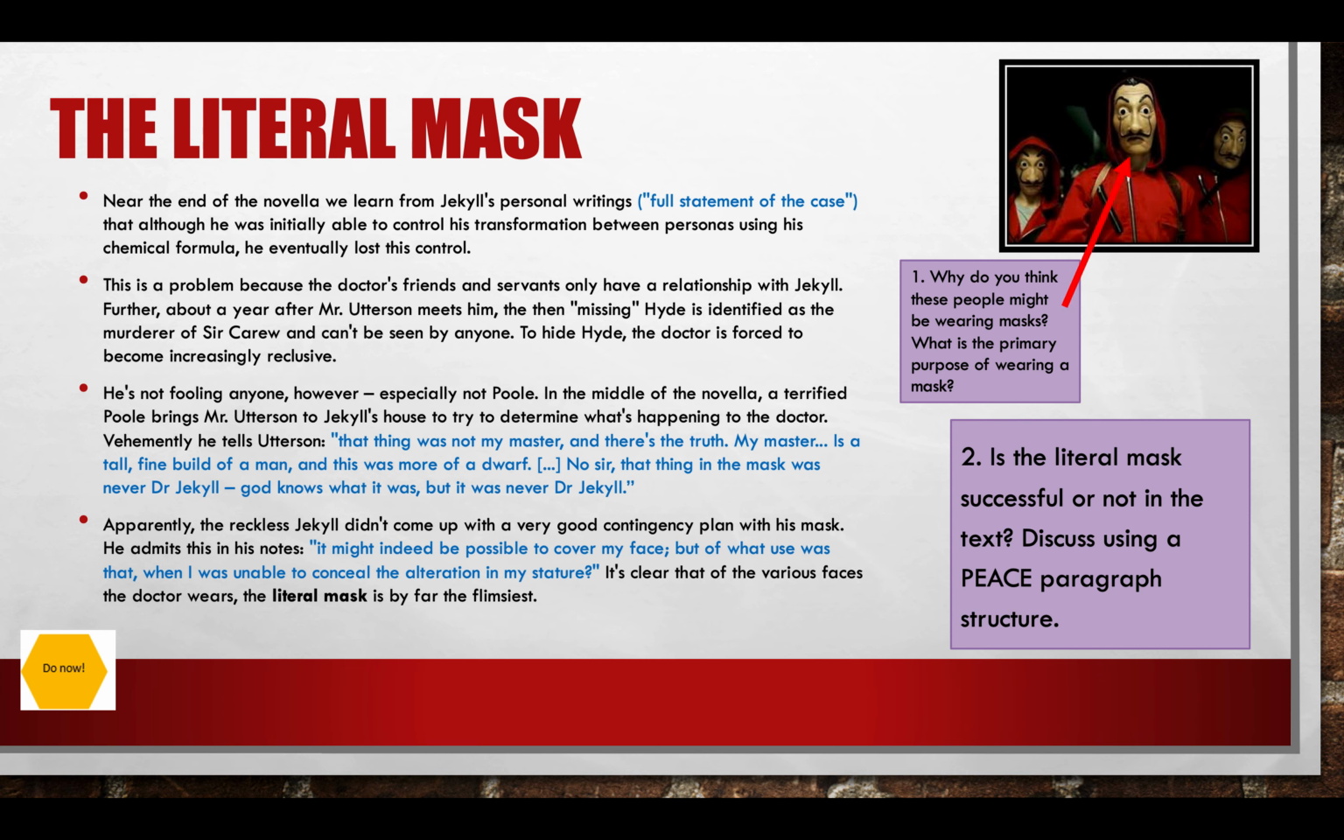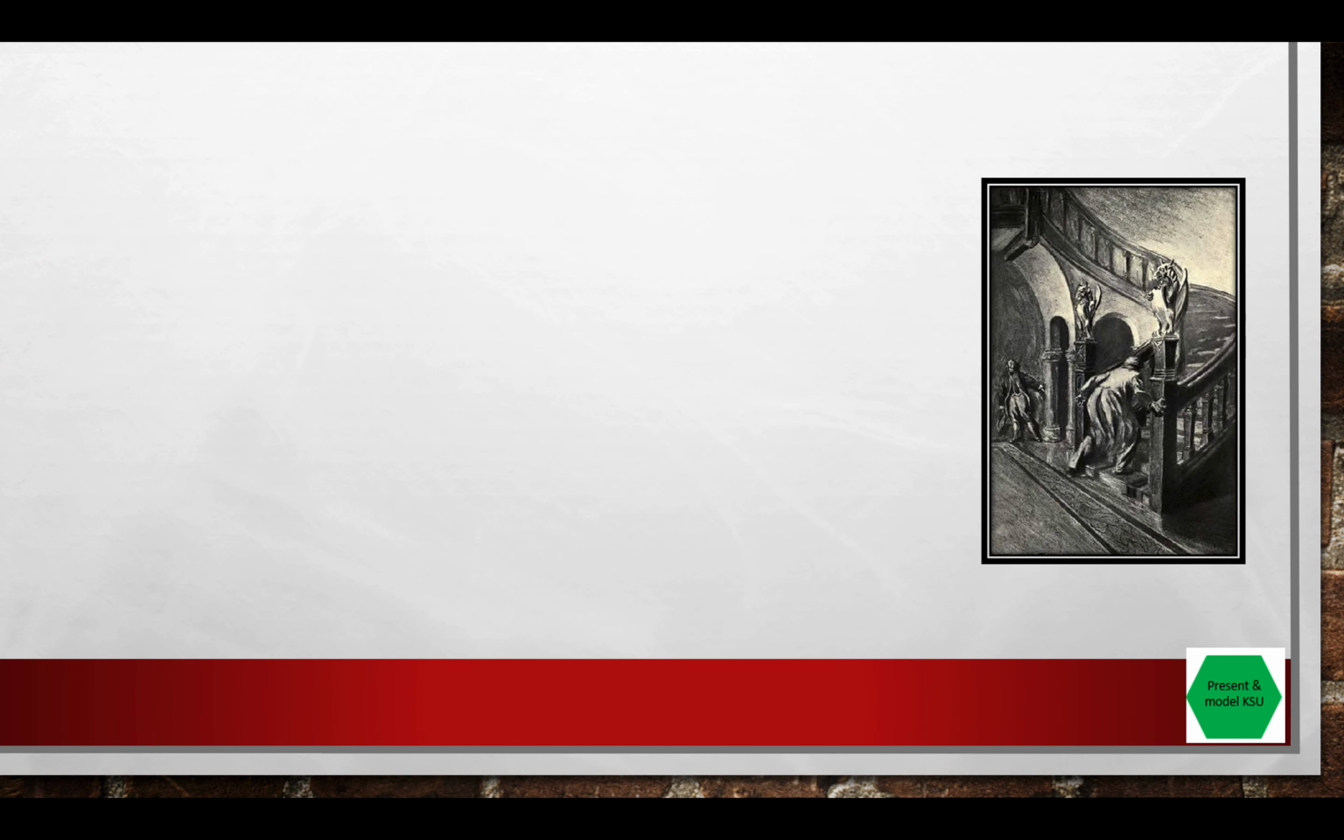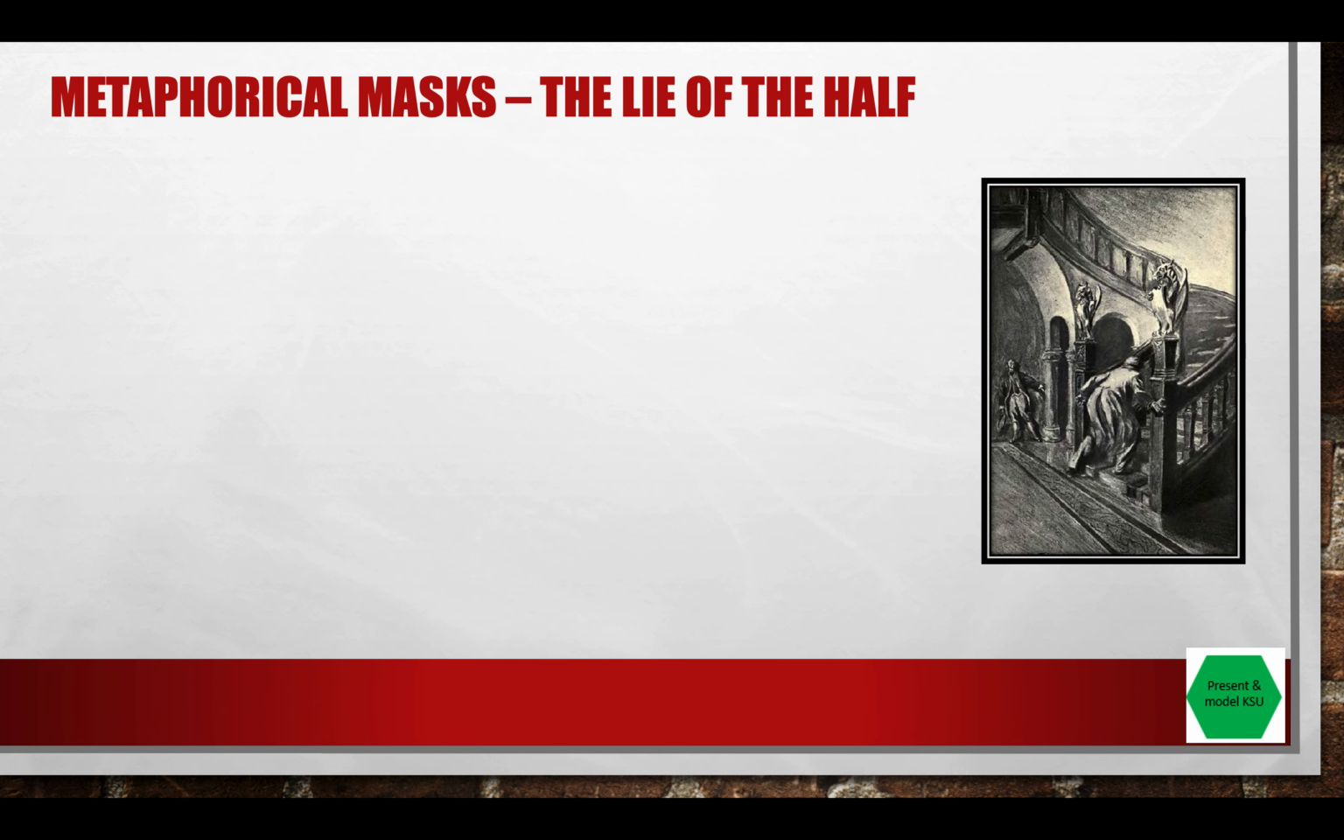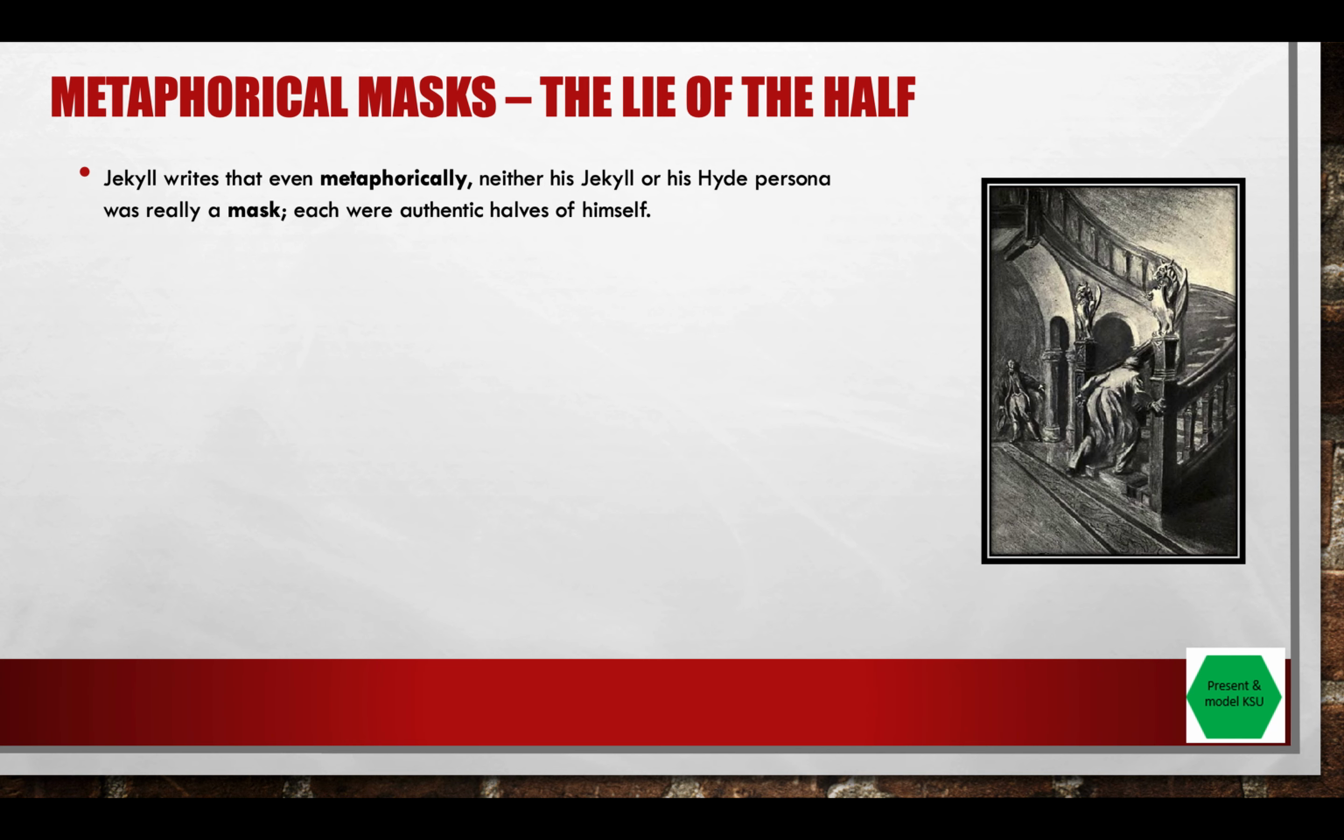So now that we've looked at the literal mask, we can now look at metaphorical masks. So, the lie of the half. The Doctor, or Jekyll, writes that even metaphorically, neither his Jekyll or his Hyde persona was really a mask. Each were authentic halves of himself. "Though so profound a double dealer, I was in no sense a hypocrite. Both sides of me were in dead earnest. I was no more myself when I had laid aside restraint and plunged in shame, than when I laboured in the eye of day at the furtherance of knowledge or the relief of sorrow and suffering."